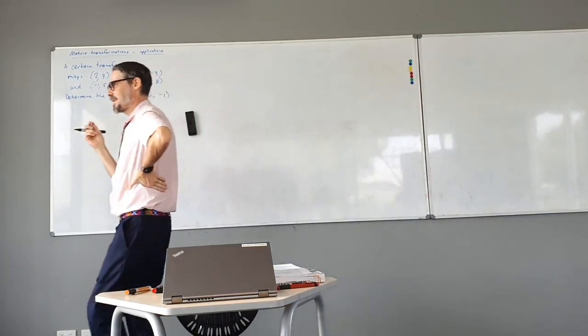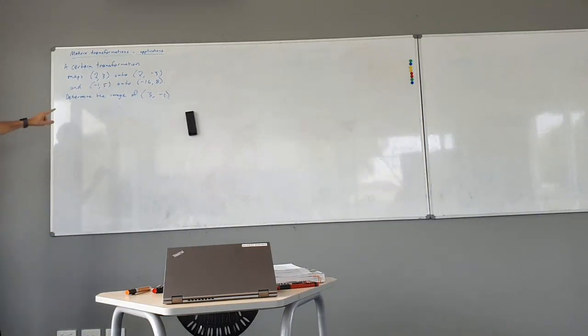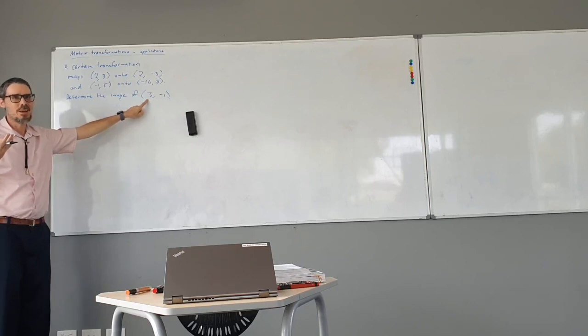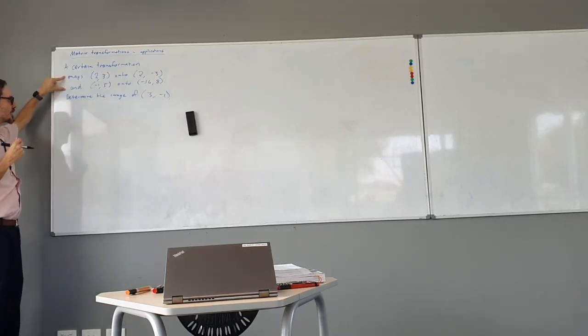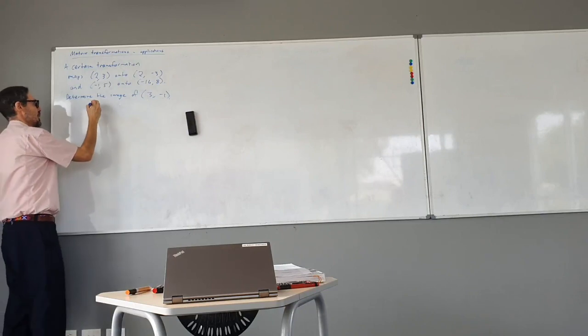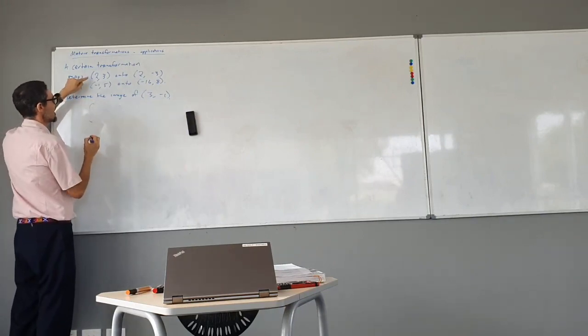Let's work our strategy backwards. How am I going to work out the image of this point? I need a transformation matrix to get there. How do I work out the transformation matrix from this information? Any ideas? Put it into the x dash y dash. Yep, correct. So let's go.